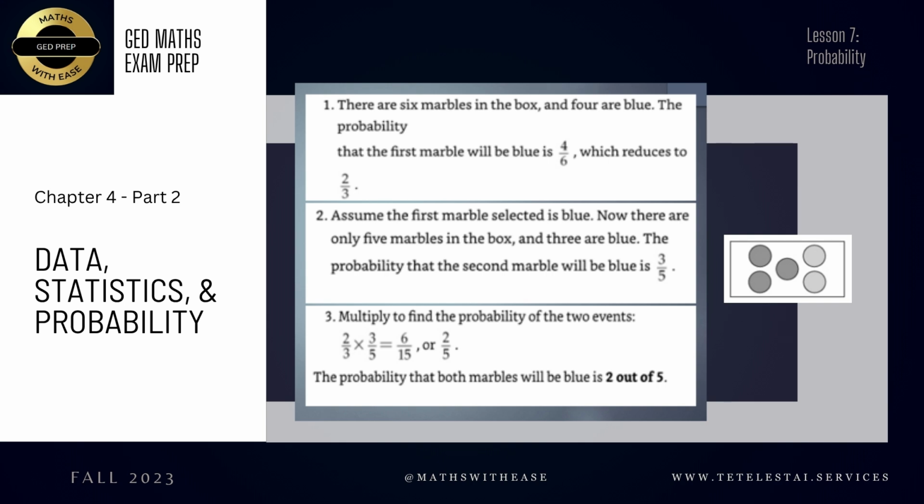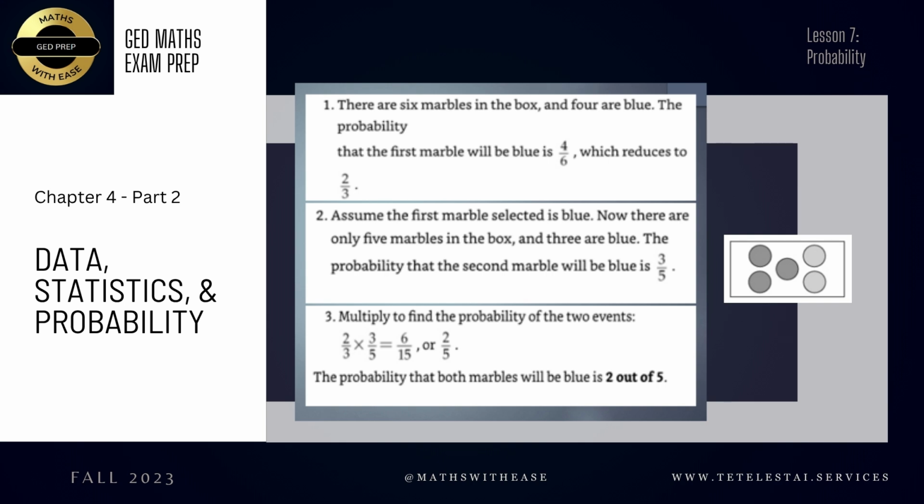Then you want to assume the first marble selected is blue. Now there are only 5 marbles in the box and 3 are blue, right? So we've selected 1 marble of the 6, and that marble happened to be blue. And so now there are only 3 marbles left that are blue and 2 that are red. And so the probability that the second marble is blue is 3/5. Why? Because we only have 3 marbles left out of 5 possible options.